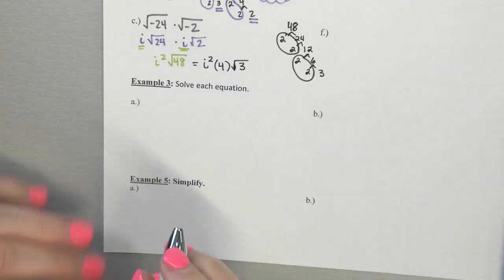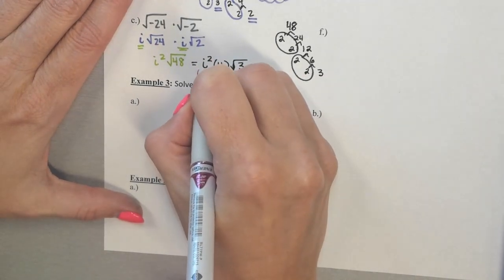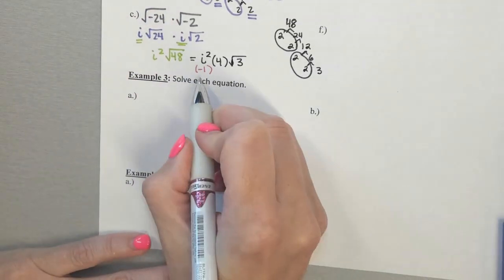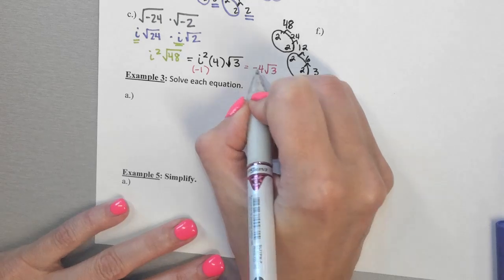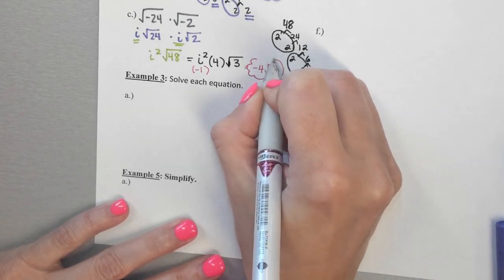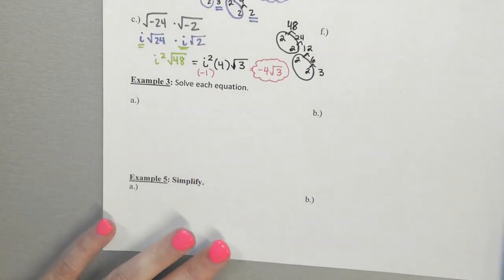Whenever you have i squared, you can replace that with -1. So your final answer is -4 root 3. Okay, you don't have i in your answer because we were able to substitute that negative.